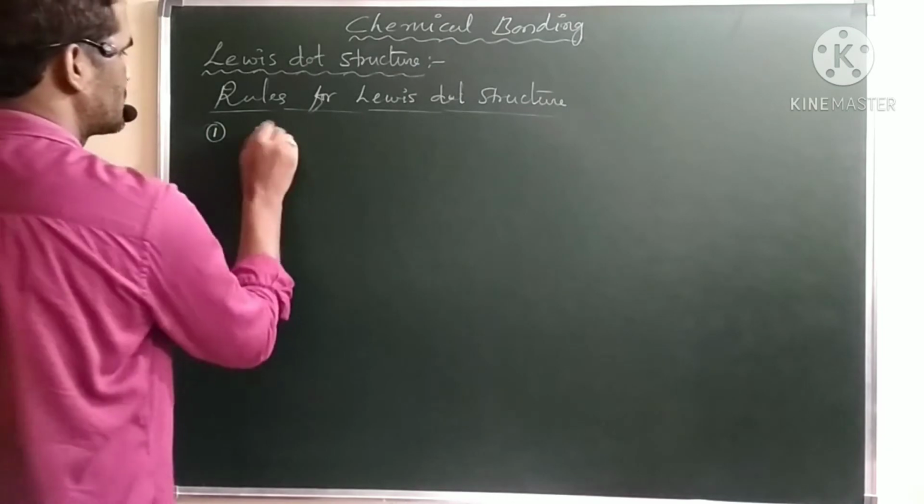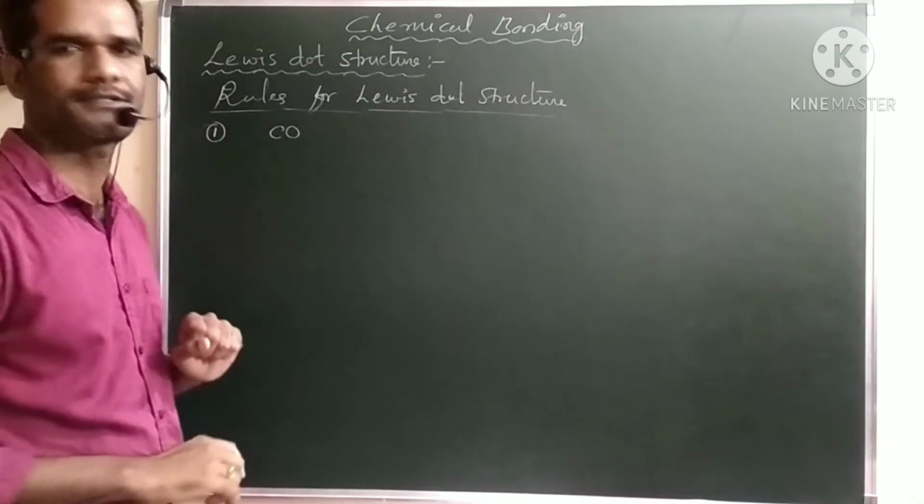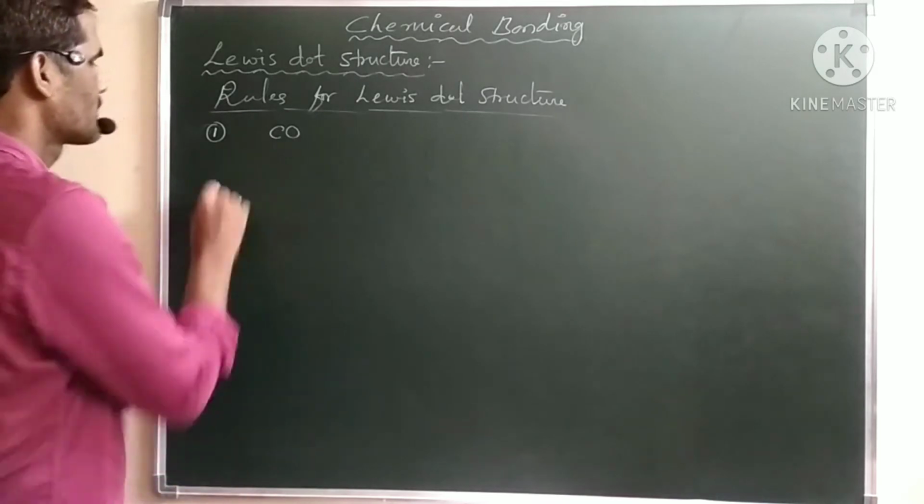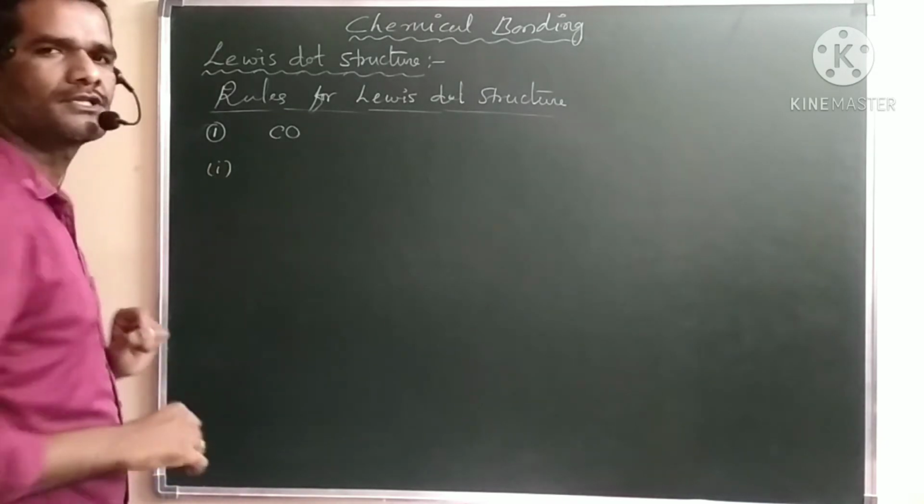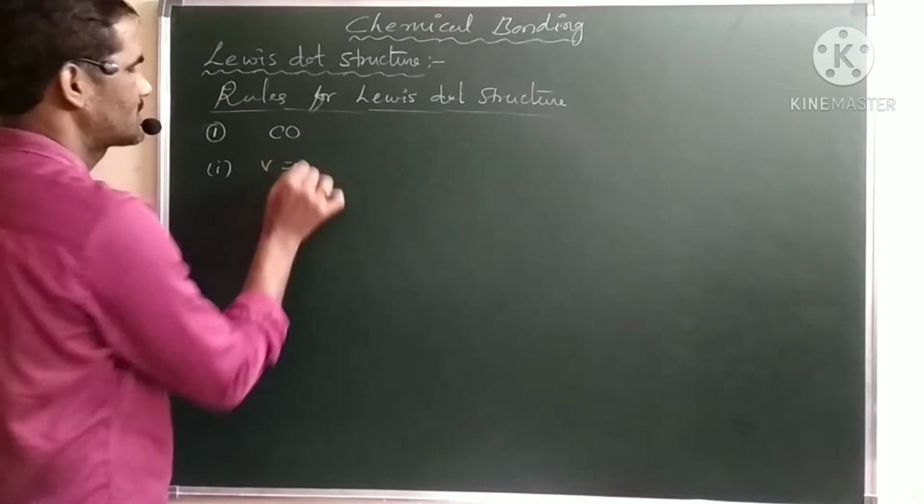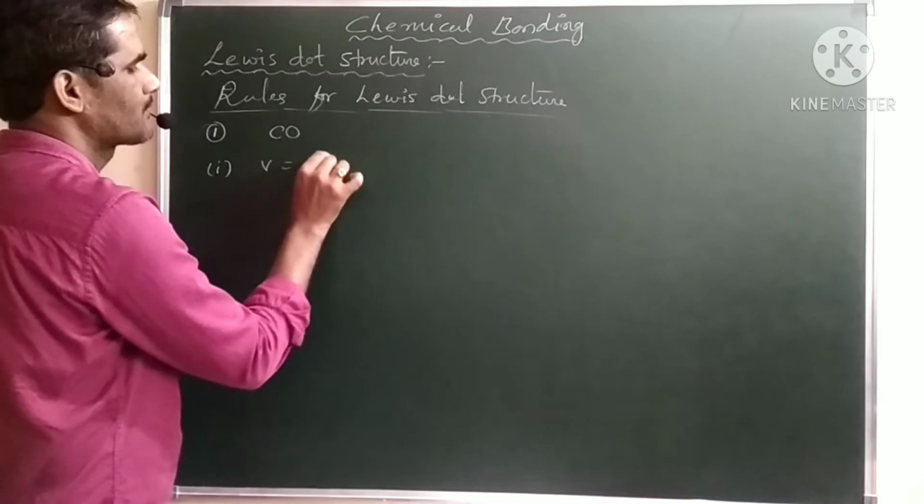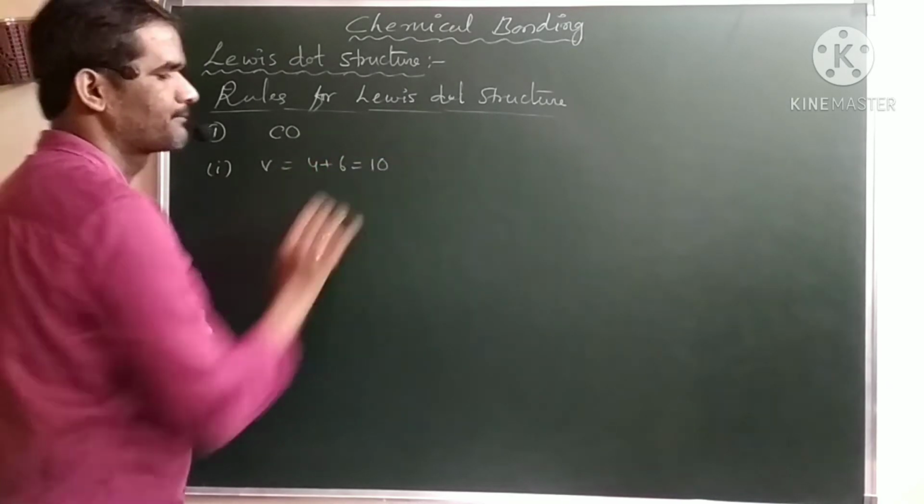First one, let us take carbon monoxide. Already we calculated the valence electrons. So first, what is the first rule? We have to calculate valency electrons. What are the valency electrons for carbon monoxide? Already calculated. Carbon 4, oxygen 6, 10.